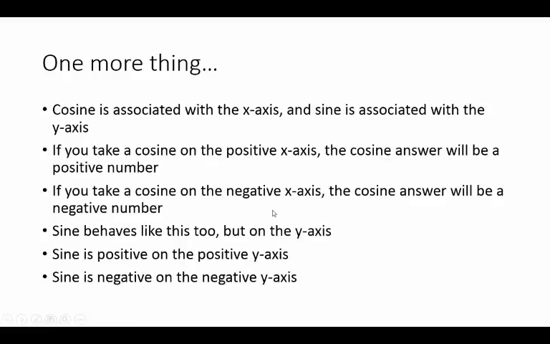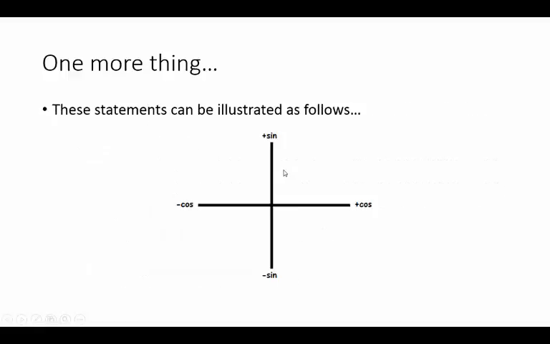Now, you can read this, or just pause the video and read this if you like, but this slide can be better summarized in this picture. We always want to relate the y-axis to sine, and the cosine to the x-axis. Where x is positive, cosine of an angle is positive there. Where cosine is negative, that means the x-axis was negative there. So where the y-axis is positive, sine is positive, and same thing for the negative y-axis and negative sine.